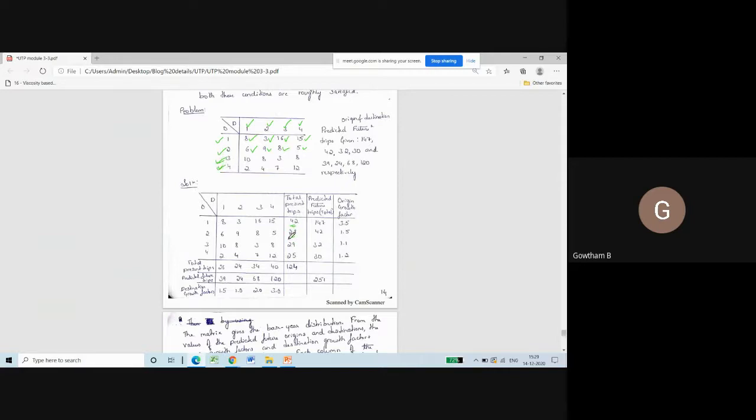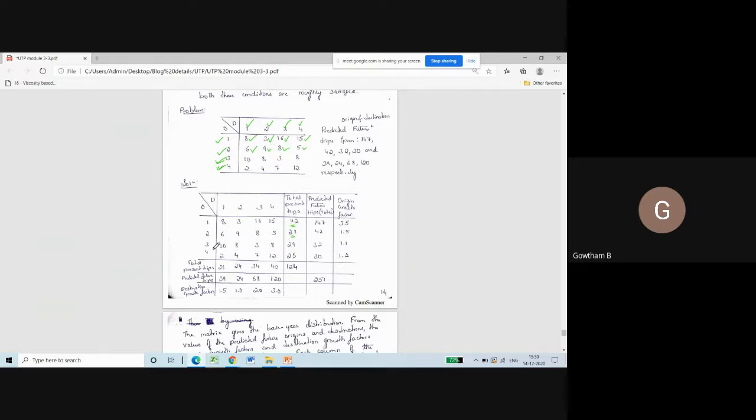I repeat, in area number 1, a total of 42 trips are generated. Out of that 42 trips, 8 trips are going to area 1 only, that means inside. 3 trips go to area 2, 16 trips are moving to area number 3, and 15 trips are going to area number 4. Similarly, in area number 2, a total of 28 trips are generated. Out of 28 trips, 6 trips are going to area number 1, 9 trips are going to area number 2, 8 trips are going to area number 3, and 5 trips are going to area number 4.